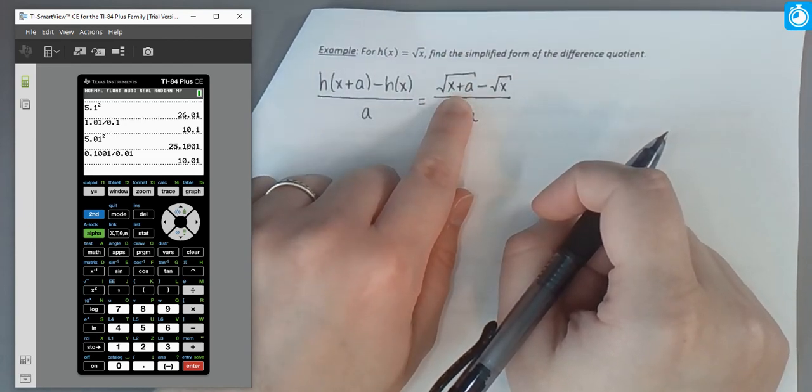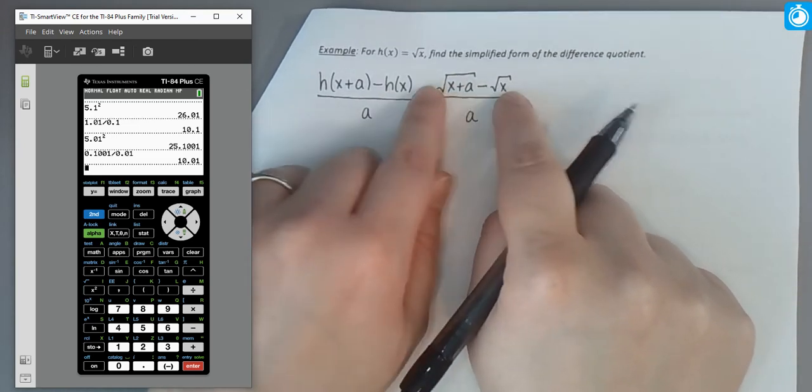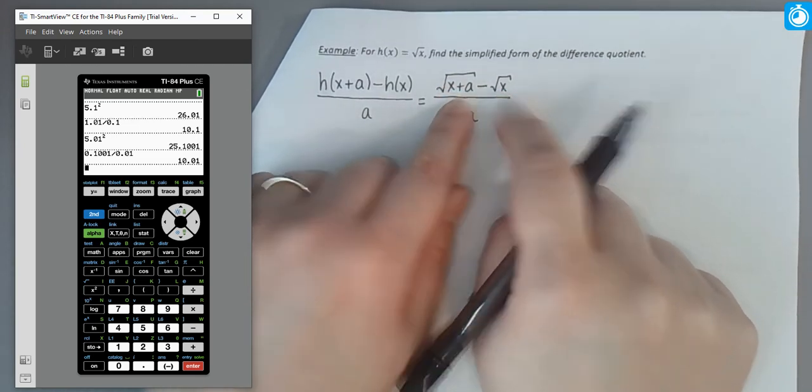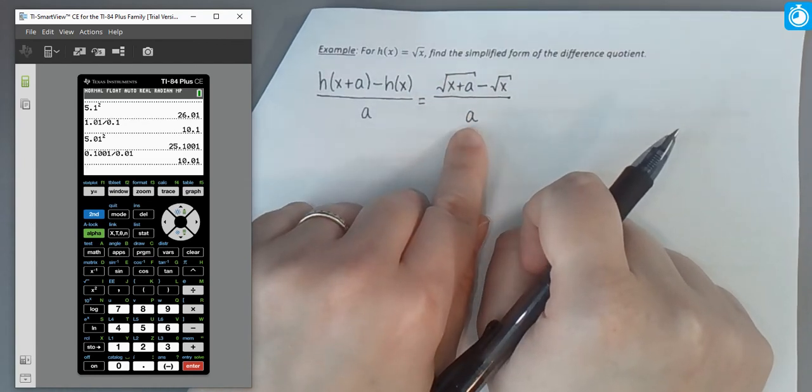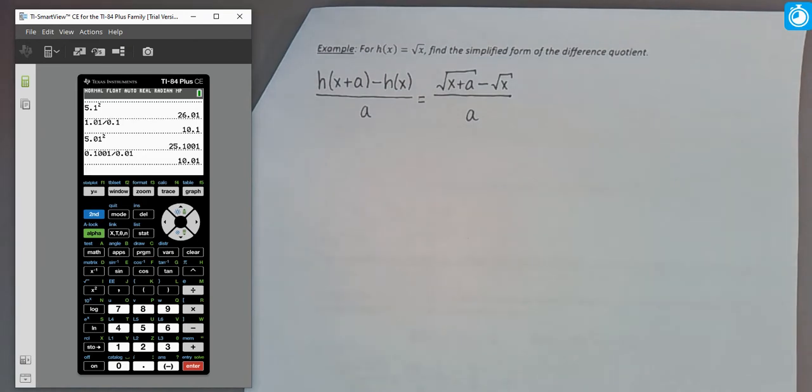You cannot split up a square root across addition. So these two are like terms. There's nothing you can do with those. So at that moment, there's also nothing you can do to get rid of this a. Here's where we have a different strategy that's specific to this type of function.